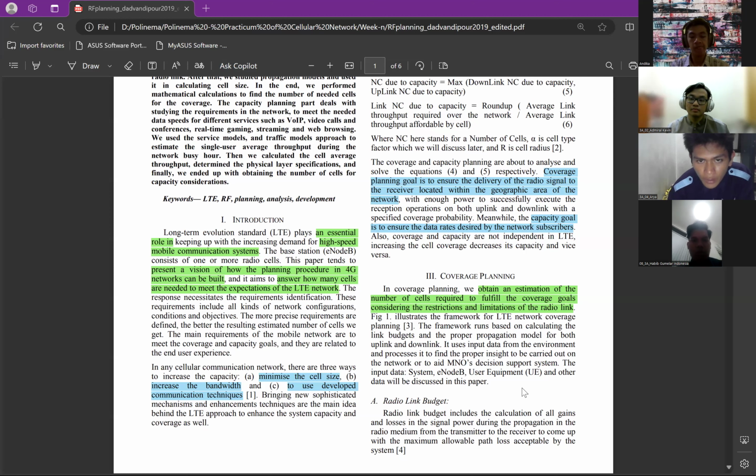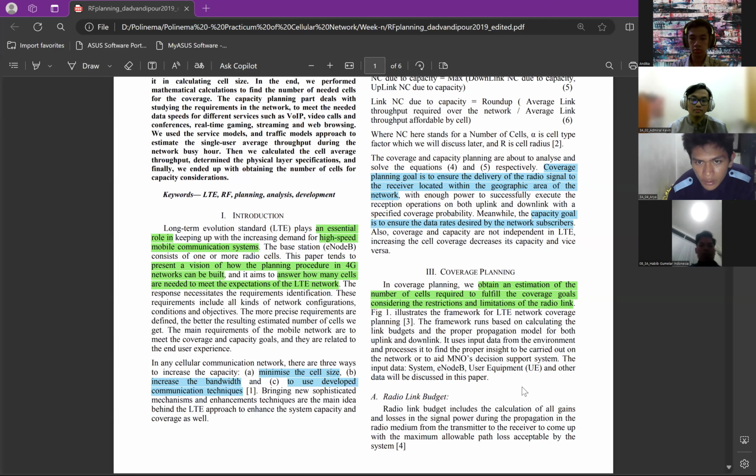The link budget includes the calculation of all gains and losses in the signal power during the propagation in the radio medium from the transmitter to the receiver, to come up with the maximum allowable path loss acceptable by the system.